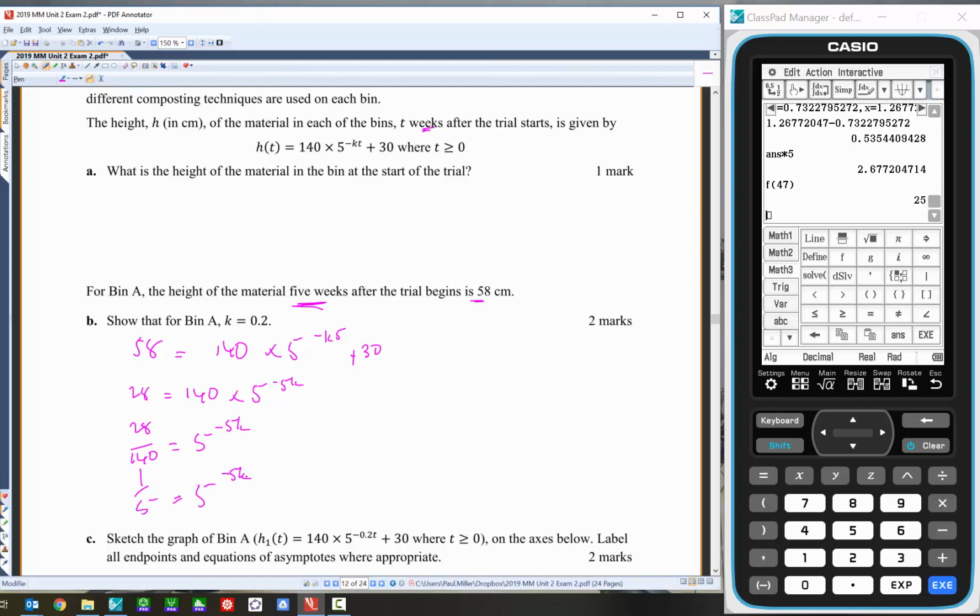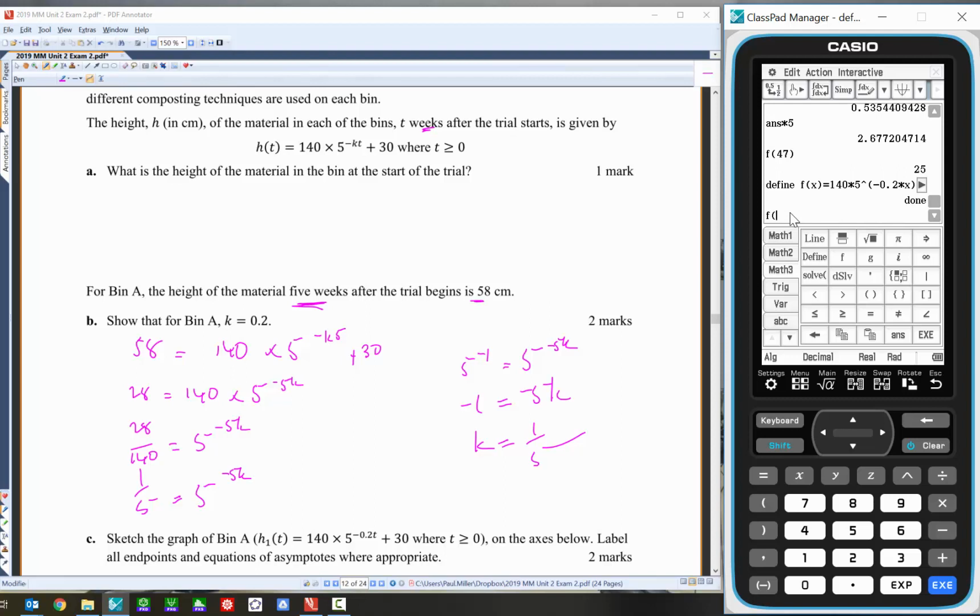Numbers carefully manufactured there. Now, some of you guys started taking logs of both sides here. This one here, we just want to equate the bases. So that's going to be 5 to the negative 1 equals 5 to the negative 5k. Negative 1 equals negative 5k. After equating the bases, k is equal to 1/5. Right, now let's define our function. Define f of x equals 140 times 5 to the power of negative 0.2 multiplied by x, plus 30.